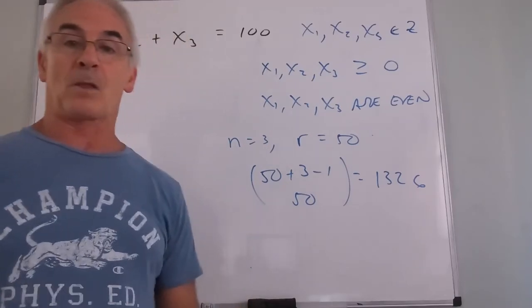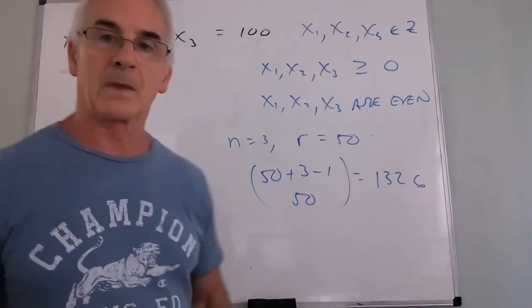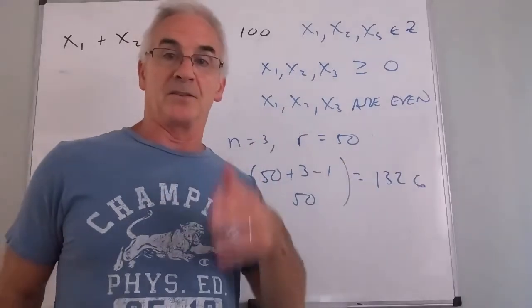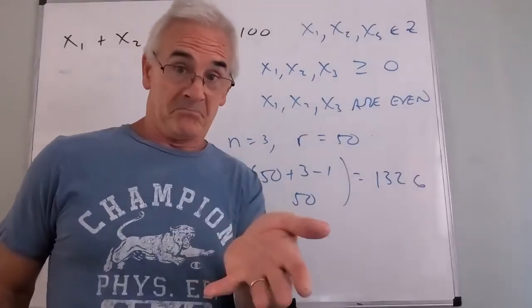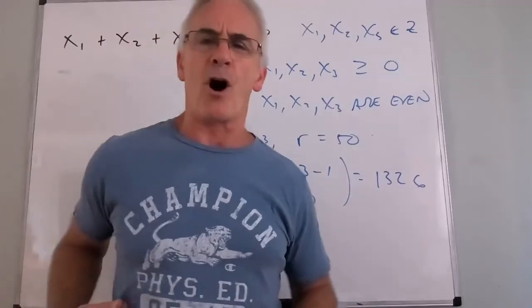Yikes. Okay. Is it because you have situations like if x1 equals 98, you don't have 2 even numbers to equal 100, so that wouldn't be a possibility? Well, no, 98, 2, 0 and 98, 0, 2. Oh, right. I can still do that.